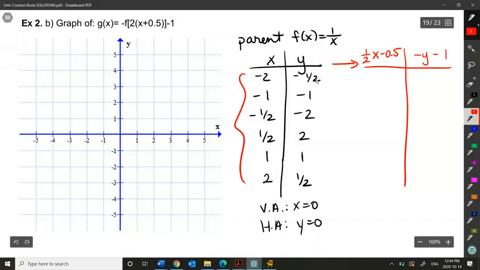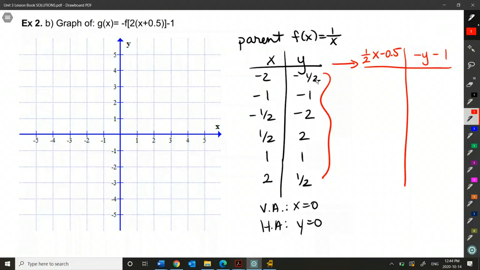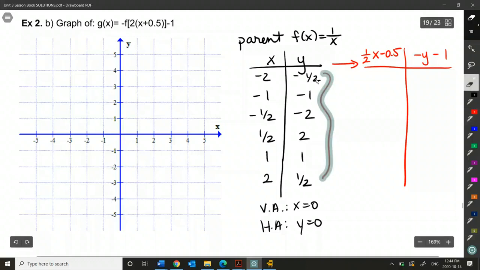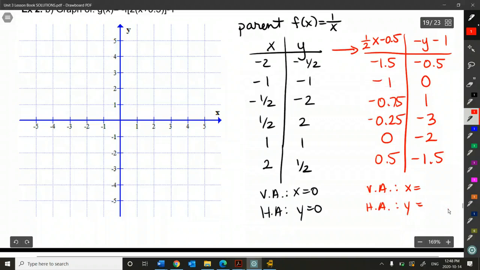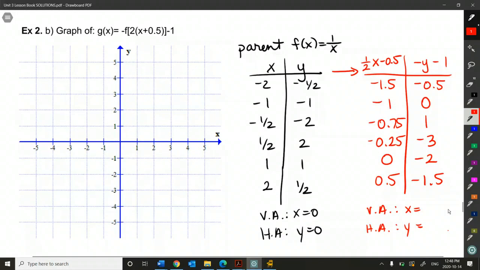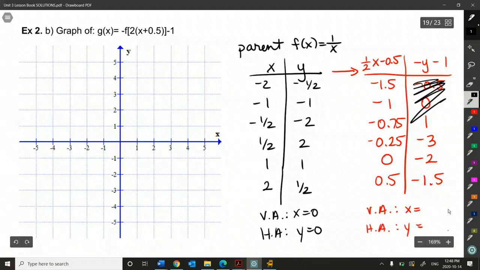Okay, so we're going to take each of our x's and we're going to half them and subtract a half. And then we're going to take each of our y's, multiply them by -1 and subtract -1. So I'm going to give you a second. Grab your calculators. You're going to calculate these. I'm going to pause this. I got negative 1.5, negative 1, negative 0.75, negative 0.25, 0, and 0.5. Great. And for y, I got negative 0.5, 0, 1, negative 3, negative 2, negative 1.5.